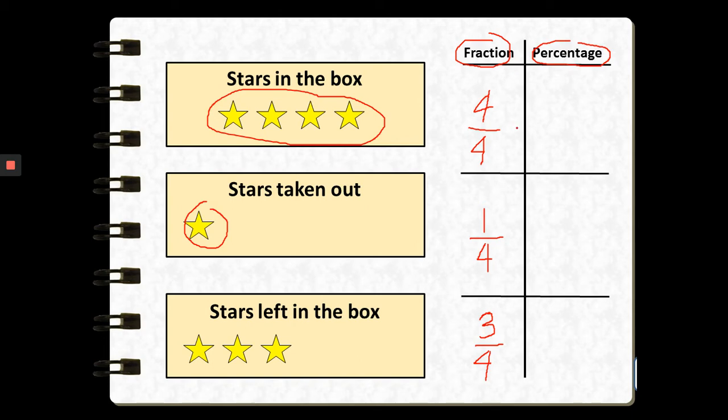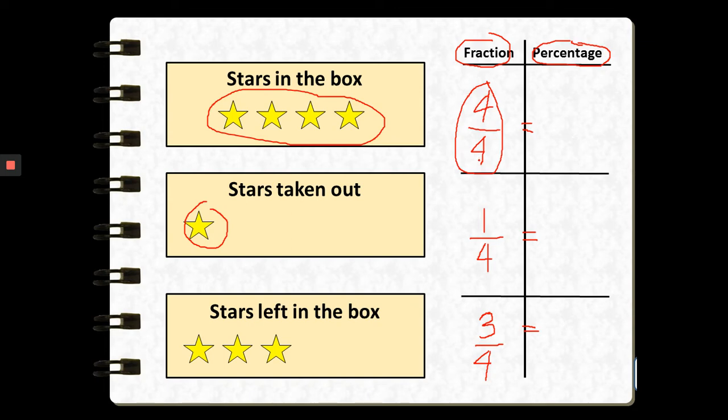All right, so to find the percentage, we have to make the denominators 100, right? So it will be easier for us to convert this or to find the equivalent percentage. So let's try to multiply the denominator by a factor. But first, let's take a look at this.